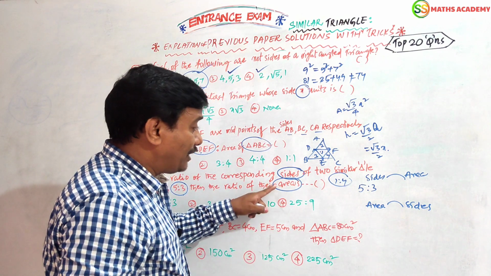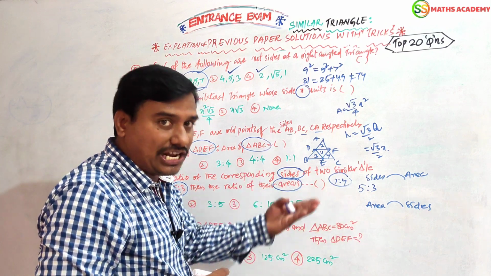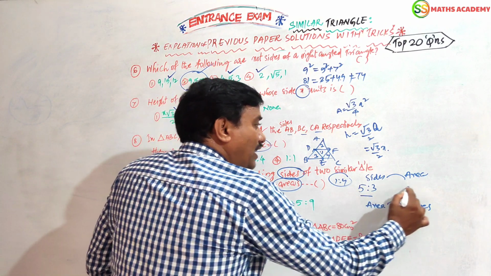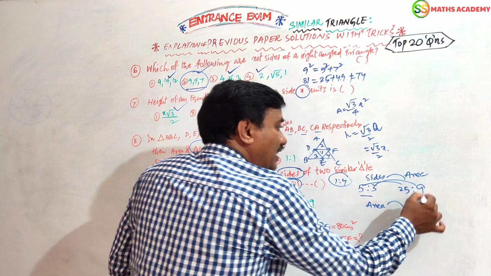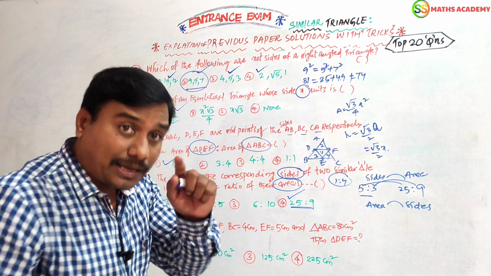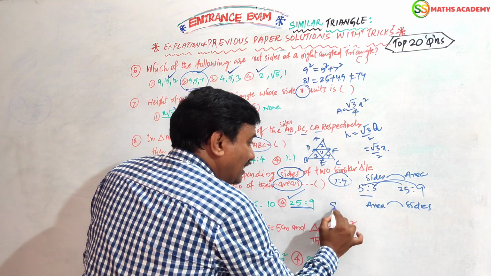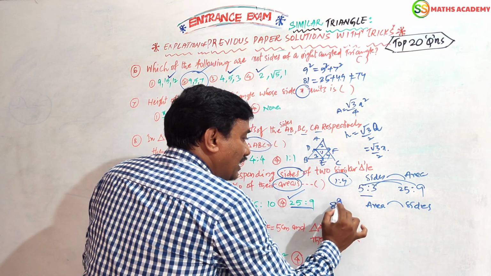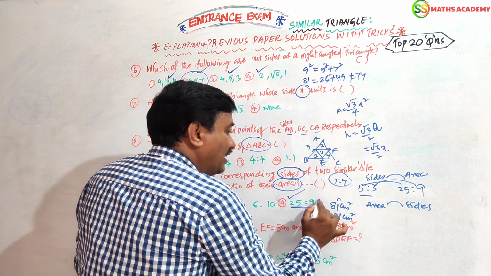I am explaining this question, and at the same time I am explaining another method also. Another question: side given, find area, means 5 squared is 25, 3 squared is 9. 25:9 is the answer. Sometimes they are giving areas, for example 81 cm square, 121 cm square.